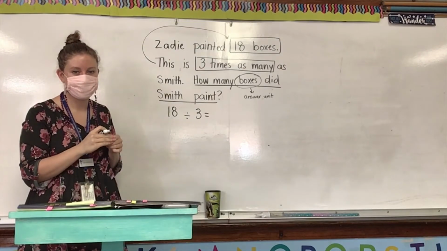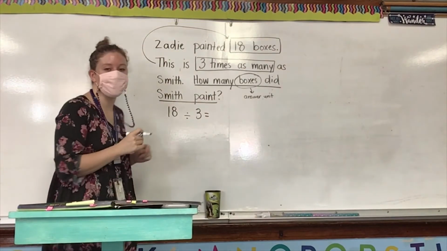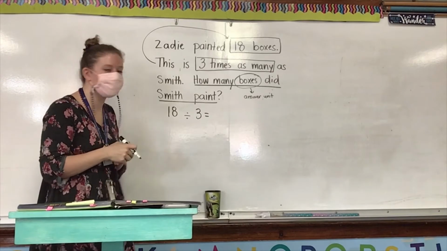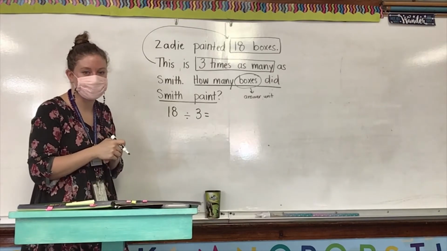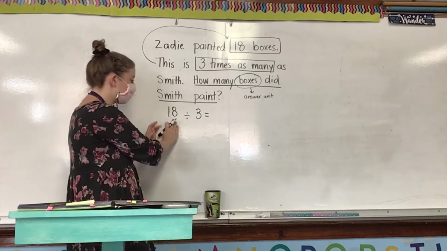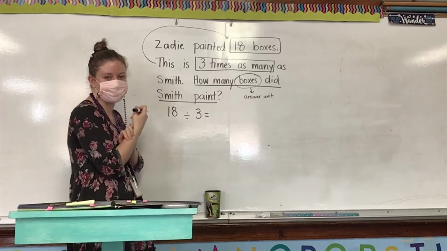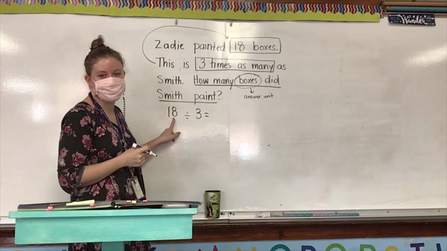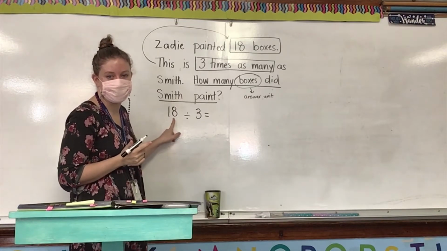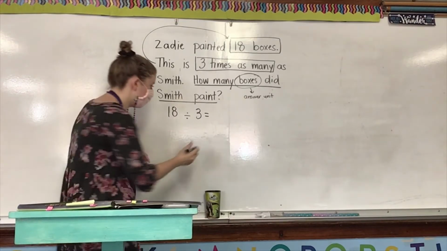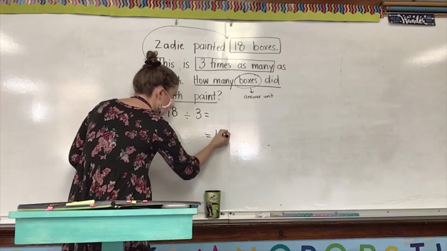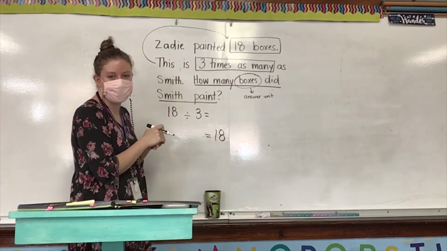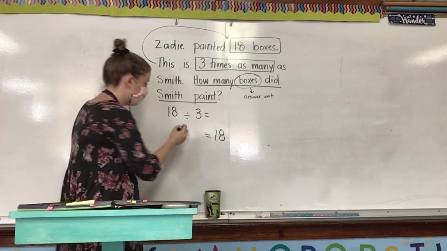Zari? Multiplication. Related multiplication fact. So Zari, what would the related multiplication fact be? Which one would I take, 18 or 3? Which one would be one of my factors? Would 18 be a factor or the product in my related multiplication fact? The product. Which means 3 would be a factor.